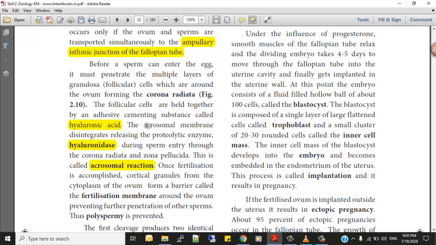This is all chemical reaction, isn't it? Yes. Once fertilization is accomplished, cortical granules from the cytoplasm of the ovum form a barrier called the fertilization membrane. Already we saw around the ovum, and further it will prevent the further penetration of other sperms. Thus, polyspermy is prevented. So the question can be, how is polyspermy prevented?